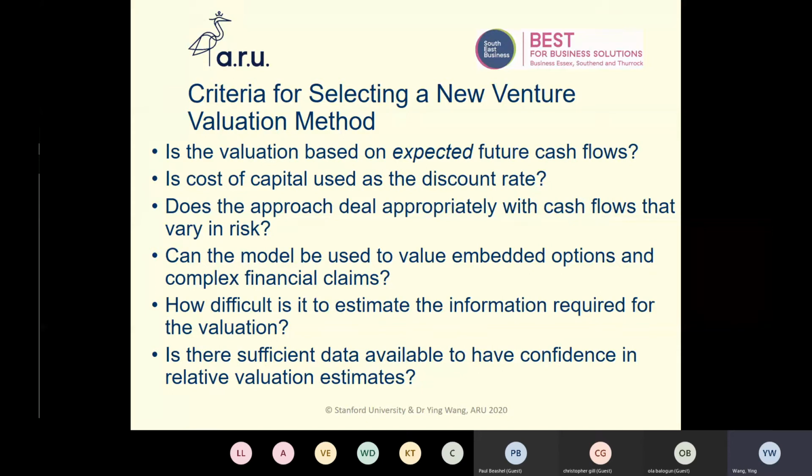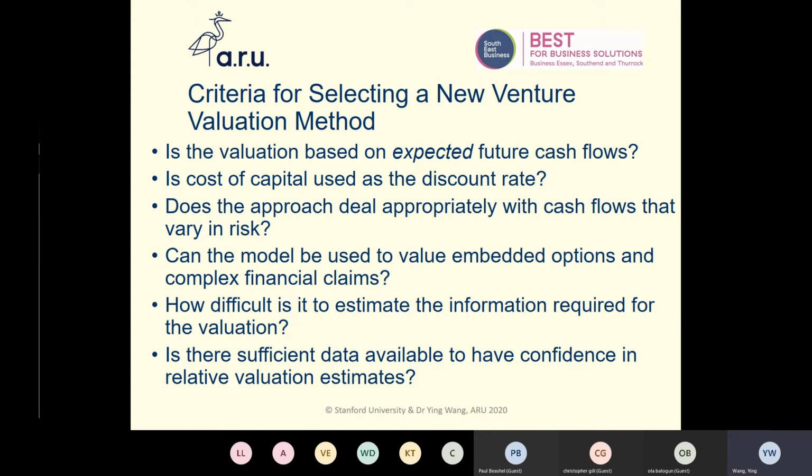So when you consider the valuation method, you need to consider different criteria. If it is based on expected future cash flow, you need to know that it possibly has some risk because it's a forecast. Therefore, you need to use other techniques to make this cash flow forecast stronger. And there is a cost of capital. If you use this as a discount rate, or you use a very high discount rate, that certainly will affect the value of the business or the investment project.